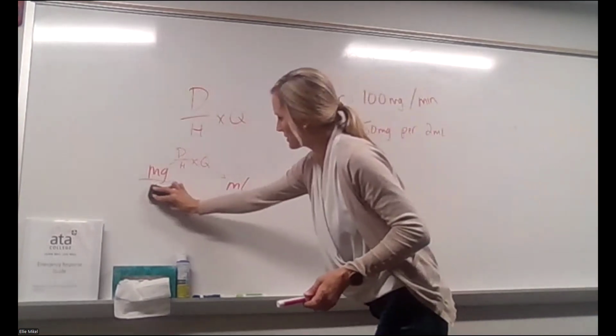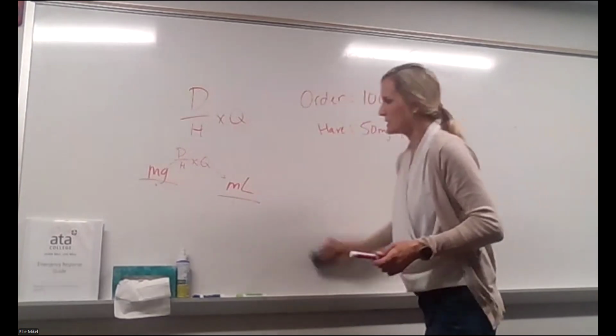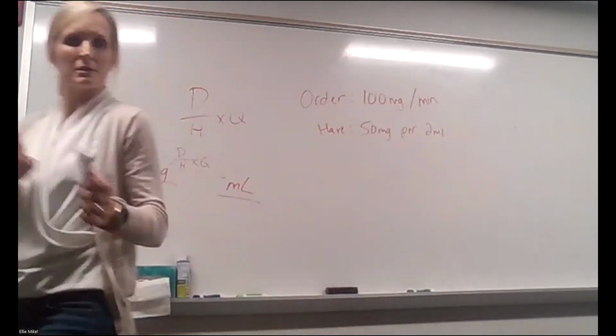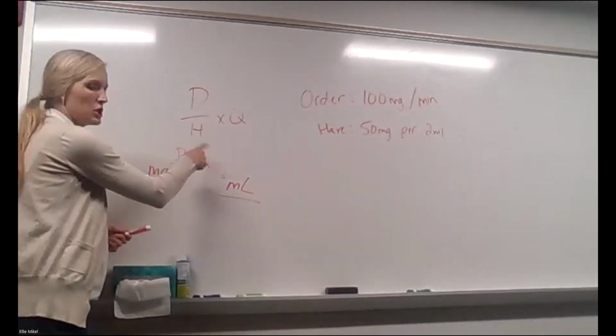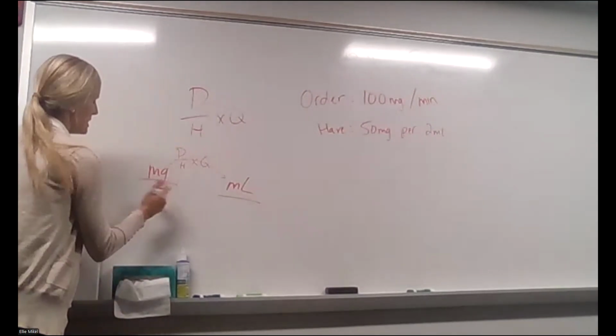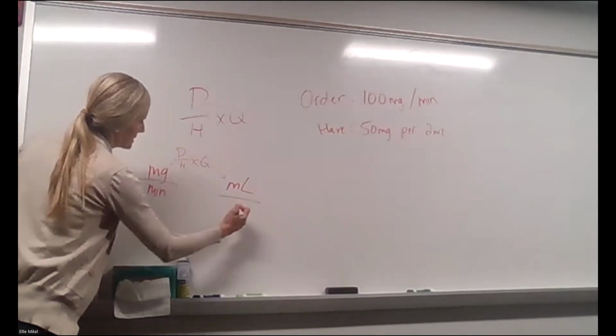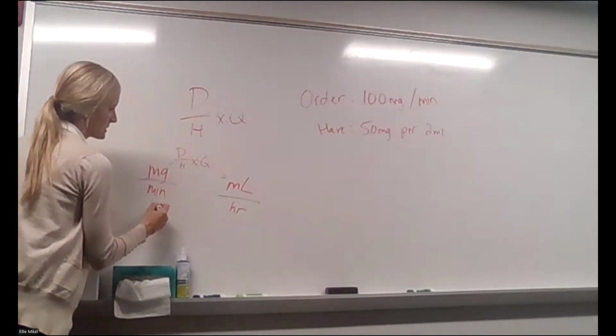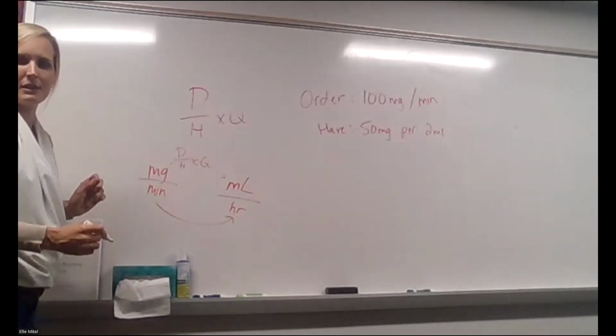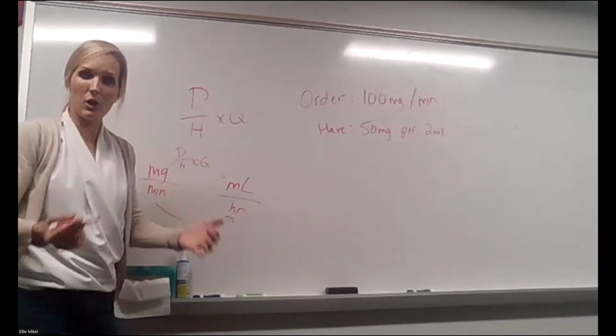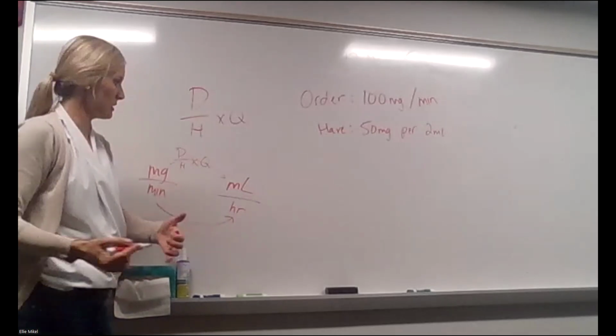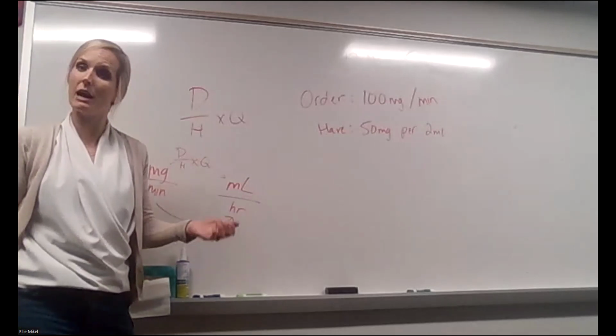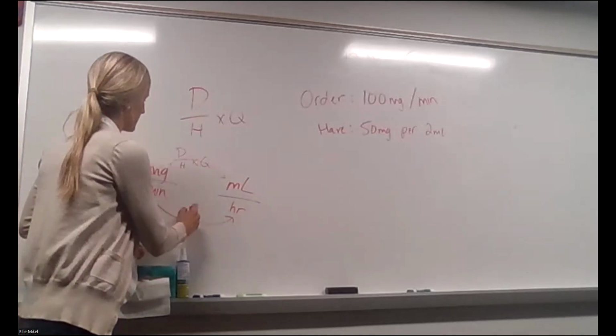Here, so going back to my little diagram, the difference is, it's still milligrams that we need to get into milliliters. So we're still going to use a D over H times Q formula, but it's milligrams per minute, and I need it to be hours. So we have to do something differently here. And that's just simply incorporating what we know about minutes and hours. There's 60 minutes in every hour, right? So we're going to end up multiplying by 60.